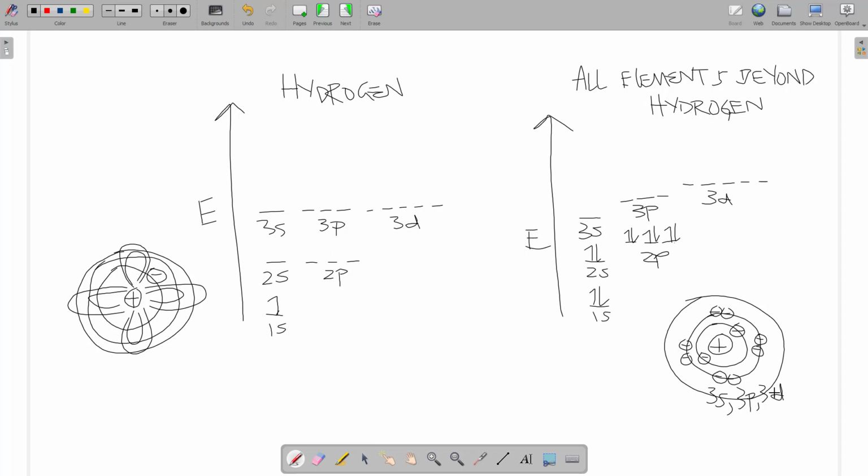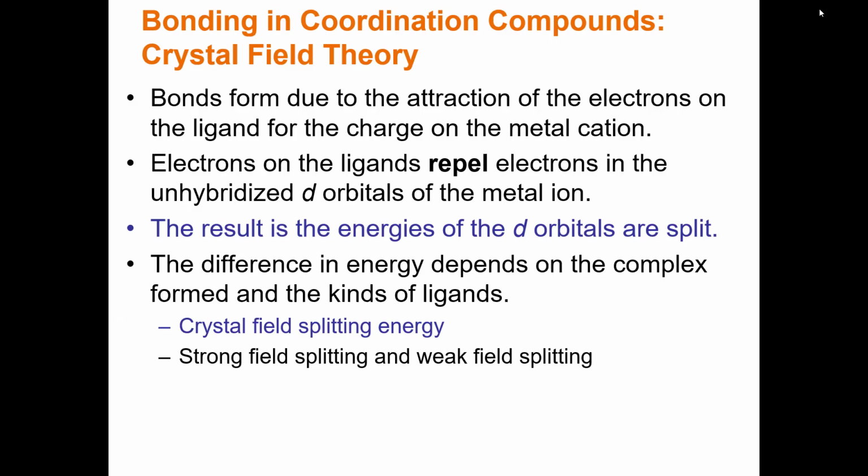So orbitals split in energy because electrons are already there underneath, and the electrons in shell 2 repel the electrons in shell 3. That repulsion causes the energy levels to split. This is the same kind of thing that happens with the d energy levels splitting when more electrons come in. When the ligand brings electrons to the metal, it's adding electrons to a system that already has electrons, and that splits the energy of the orbitals. The difference in energy depends on the complex formed, which depends on the kinds of ligands and on the geometry.